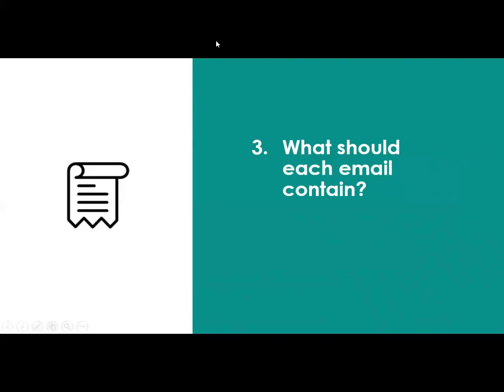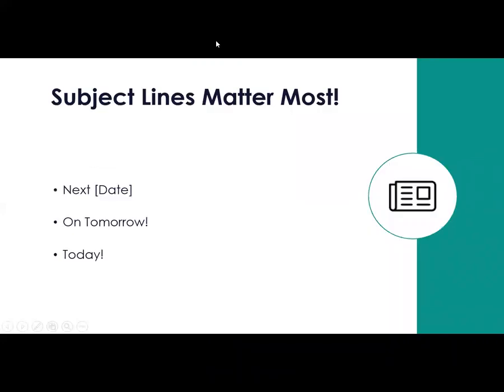So the third point is to consider, what should each email contain? Well, the main thing is that when someone receives an email and you look at it on your phone, or even if you just open your inbox app or on your desktop, the first thing that's going to draw your attention is the subject line. So subject lines really do matter most. The subject line is really going to make or break whether someone wants to even open it in the first place, right?